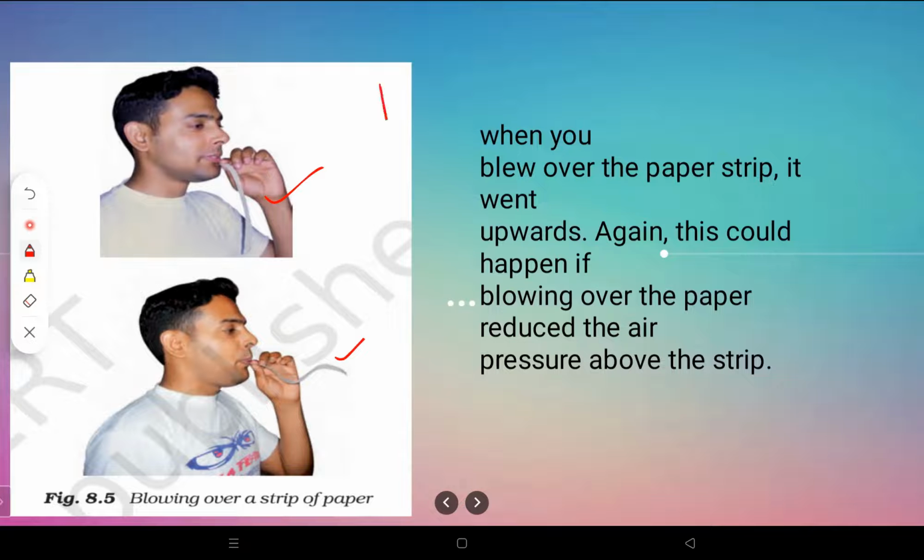Don't look just at the speed of air. Consider pressure also. When the speed of air is increased, the pressure will decrease. When we blew air over the strip, the speed increased, due to which the pressure decreased. Now the air below the strip has more pressure, the pressure is low over the strip. So this pressure will push the strip upwards. That's why the strip goes upwards.